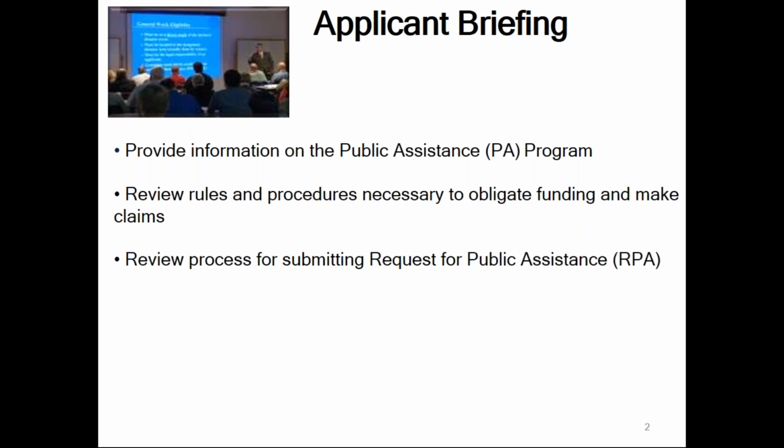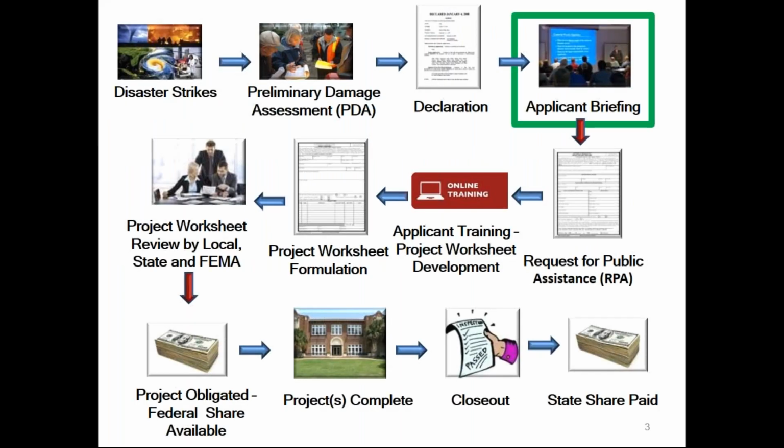The purpose of this applicant briefing is to provide you information on the Public Assistance Program. We're going to review rules and procedures that are important to obligate funding and for you as an applicant to make claims. We're going to review the process for submitting a request for public assistance as well.